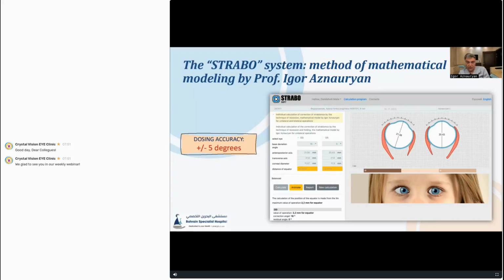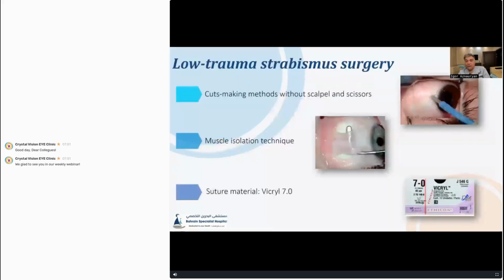This is the mathematical modeling of the operation itself, where not only the angles of strabismus are taken into account, but also the individual parameters of the patient's eyes and their mathematical interdependence, which allows us to perform this operation very precisely and have an accuracy of plus or minus 5 degrees from the calculated value. This is the highest accuracy that exists in the world today.